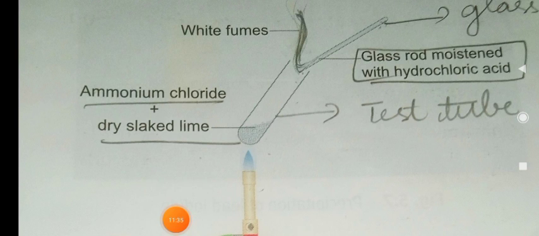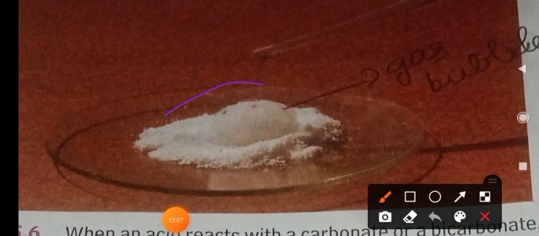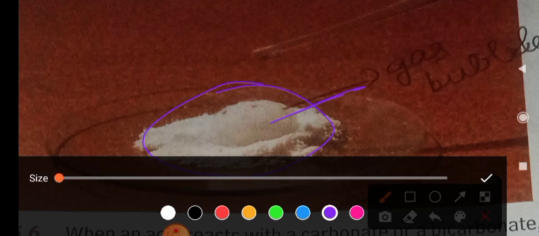During this evolution of gases, sometimes we hear a hissing sound due to the reaction, along with the gas bubbles. When gas bubbles are formed, usually with a hissing sound due to the reaction, that phenomenon is called effervescence. Look at this picture. Gas bubbles are formed here, and you can hear the hissing sound. So this is called effervescence. Do you understand, children? Hope you have.